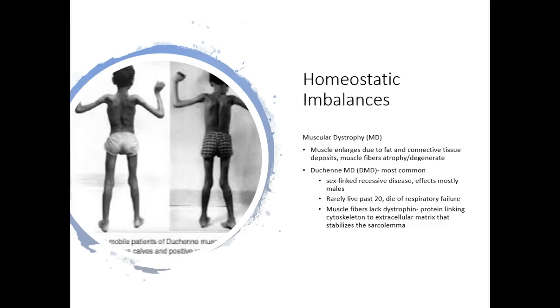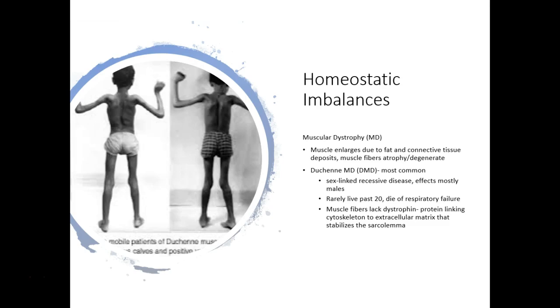All right, so let's look briefly at some homeostatic imbalances. The first we'll look at is muscular dystrophy. Muscular dystrophy is an inherited group of muscle-destroying diseases that causes a progressive degeneration of skeletal muscle fibers. The most common type of muscular dystrophy is the Duchenne muscular dystrophy.